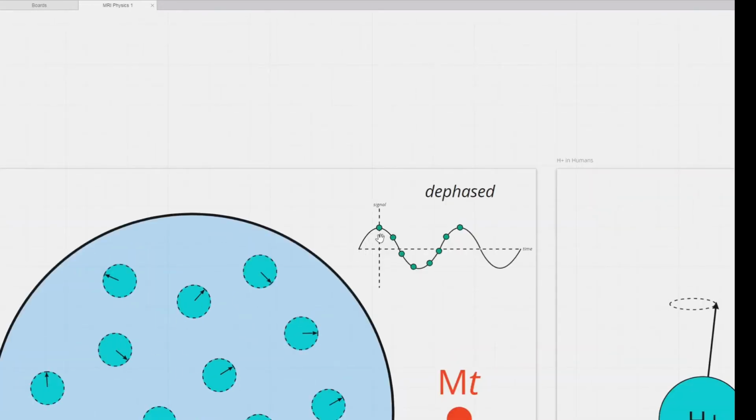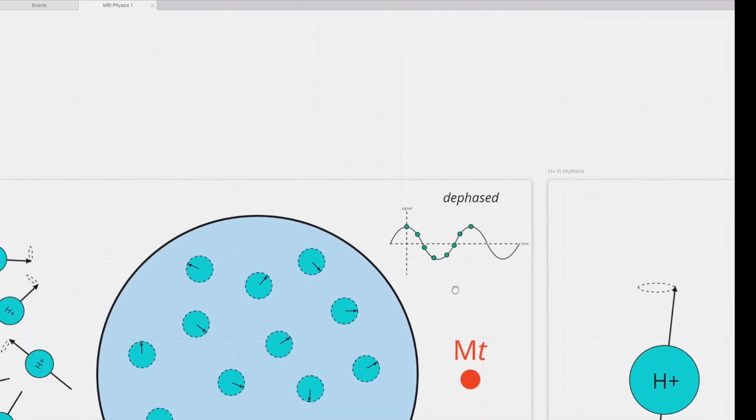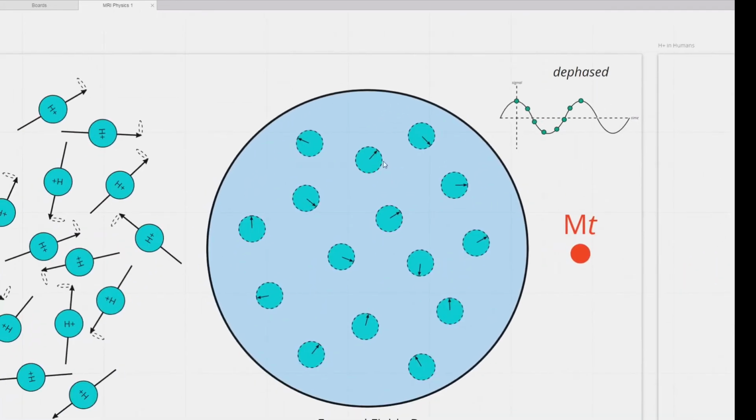And you'll notice that I've shown that we have pretty equal distribution of protons at different points along that cycle. They're dephased, okay? And when they're dephased, there is no net magnetization in that transverse plane.